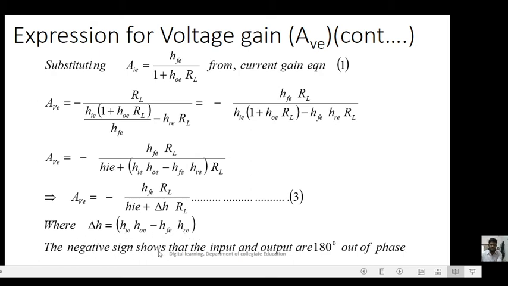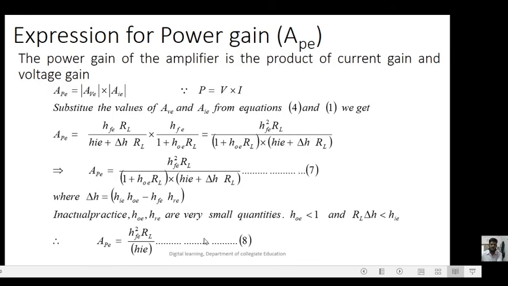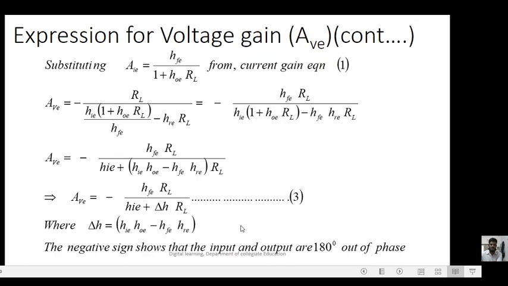The negative sign shows that the input and output are 180 degrees out of phase. So therefore this is the expression for voltage gain.